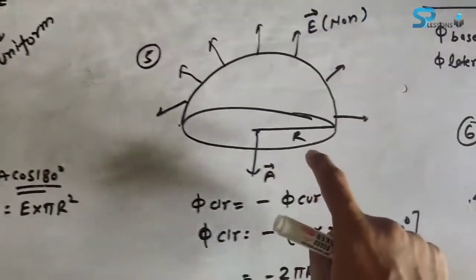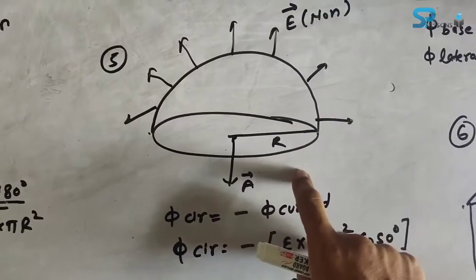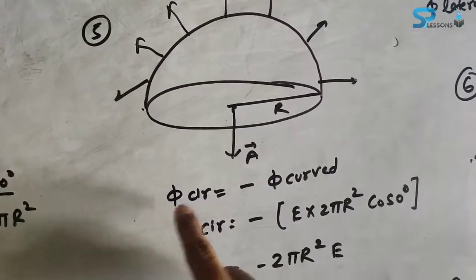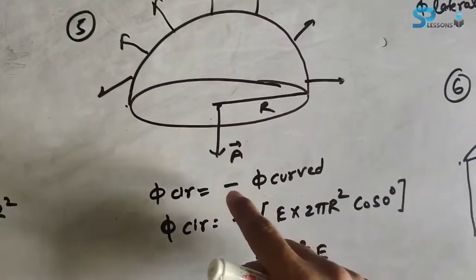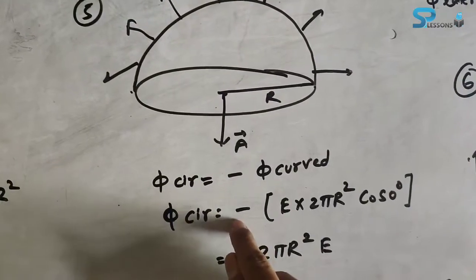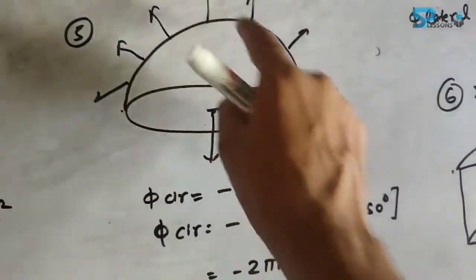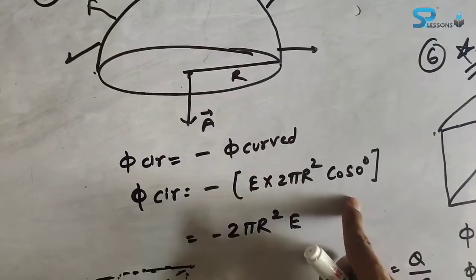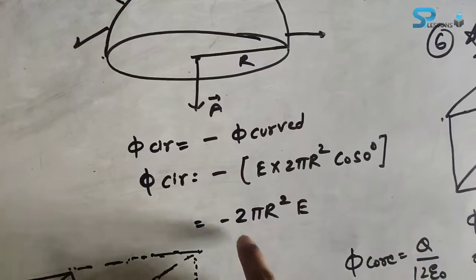Same thing when the hemispherical surface is present in a non-uniform electric field, then we find the flux through the phi circular part, which equals minus of phi curved part because the total equals 0. So phi circular equals minus E into the area of the curved surface, which is 2 pi r square cos 0. So cos 0 equals 1, so the phi circular part equals minus 2 pi r square into E.